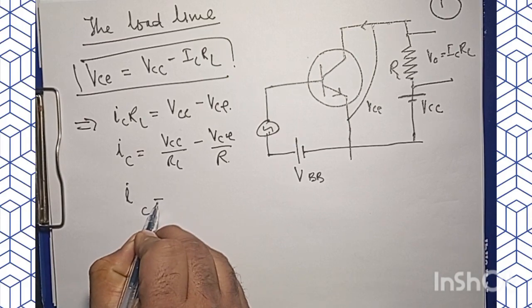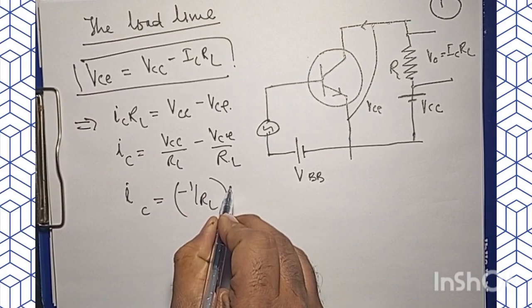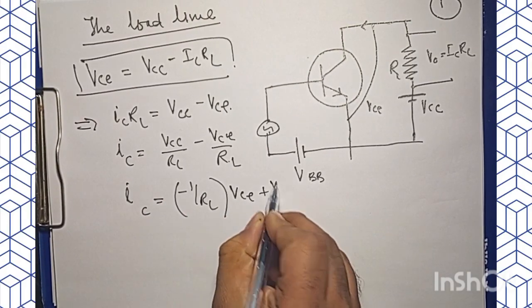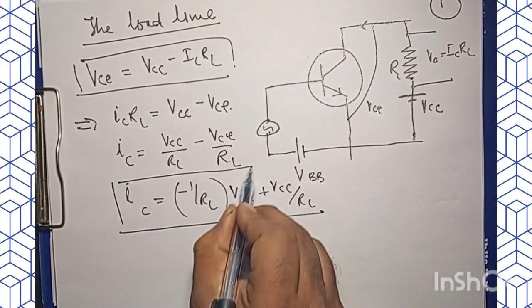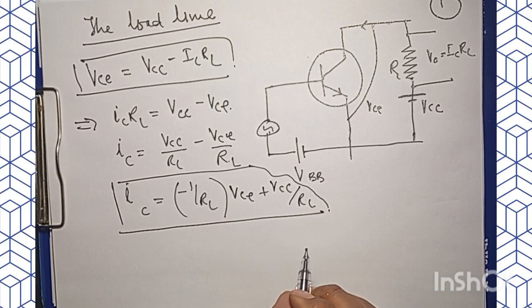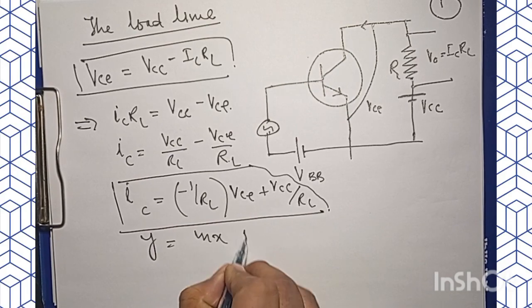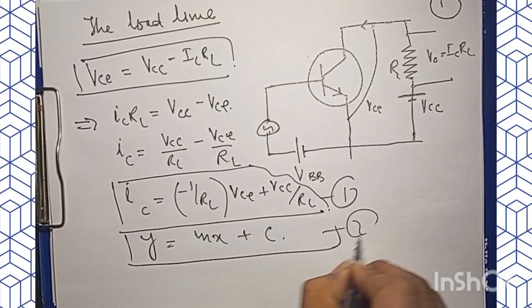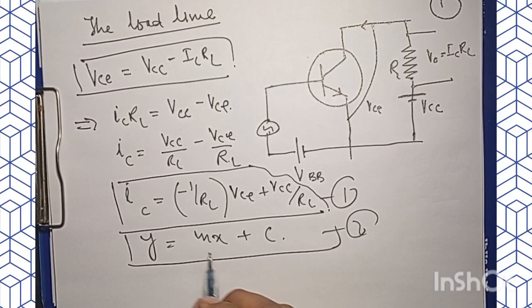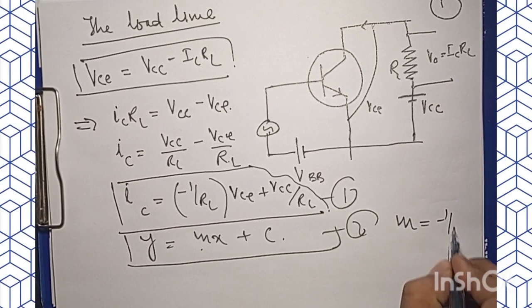Now IC will be minus 1 by RL times VCE plus VCC by RL. Now this equation is exactly the equation of a straight line, like y is equal to mx plus c. So here, if we compare this equation with this equation, we have the slope, and that slope will be given by this m. So the slope here is minus 1 by RL.